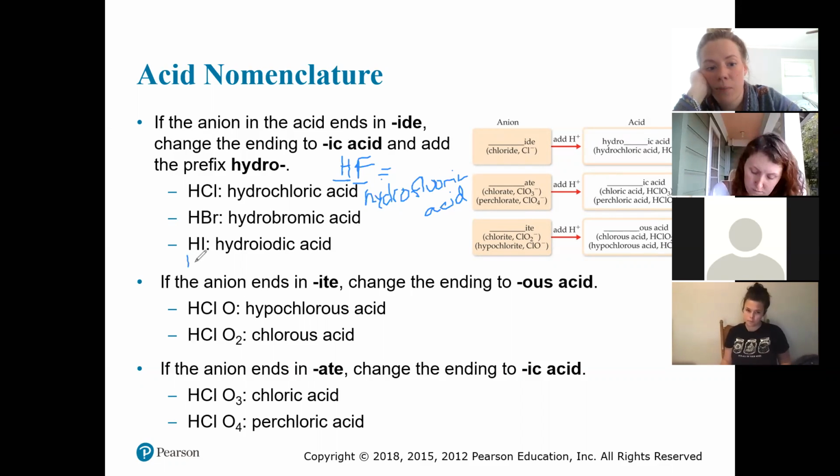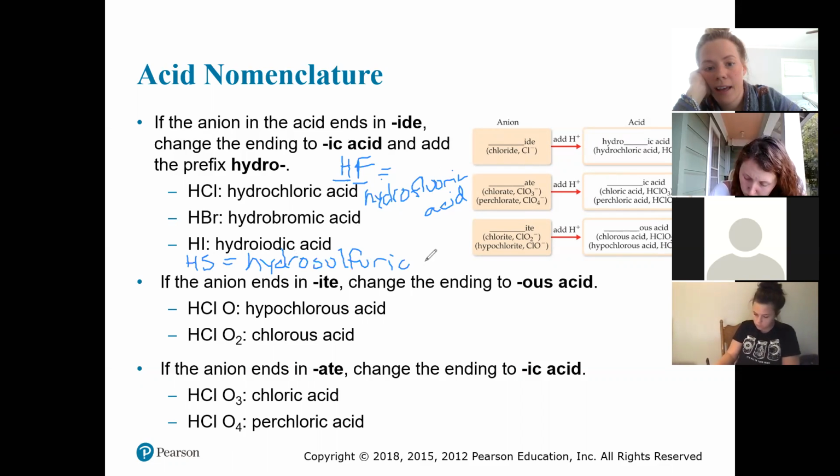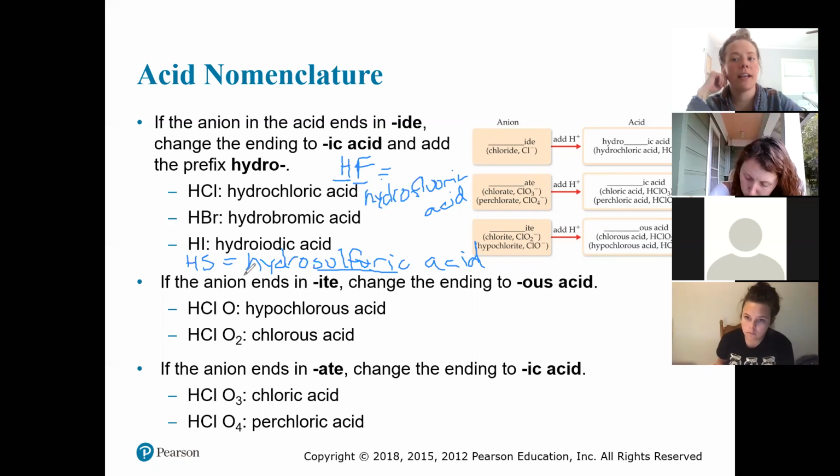H2S, there's really only so many of these in this first one. H2S is a little different. This one we call hydrosulfuric acid. We use the full name of sulfur, as opposed to hydrosulfic acid.